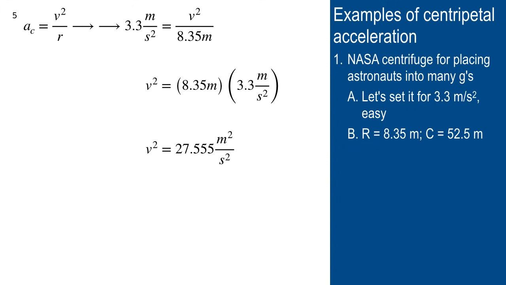What does the A subscript C stand for? Centripetal acceleration. All right. And that's the formula for centripetal acceleration. All right. So here's your answer, 5.25. Now let's do some more deluxe calculations with that. The circumference is 52.5. The speed, 5.25.